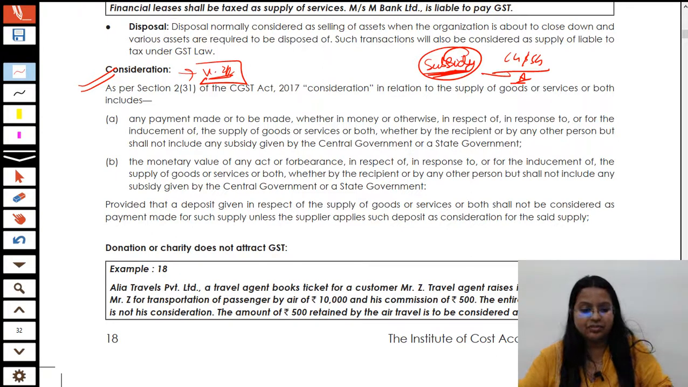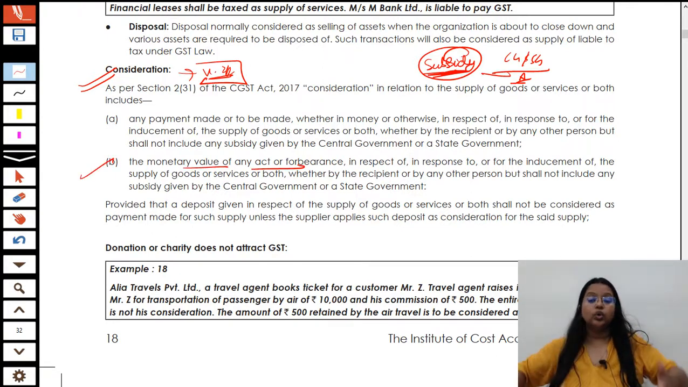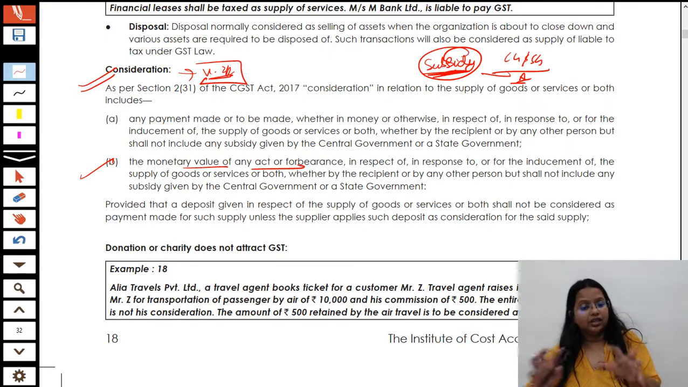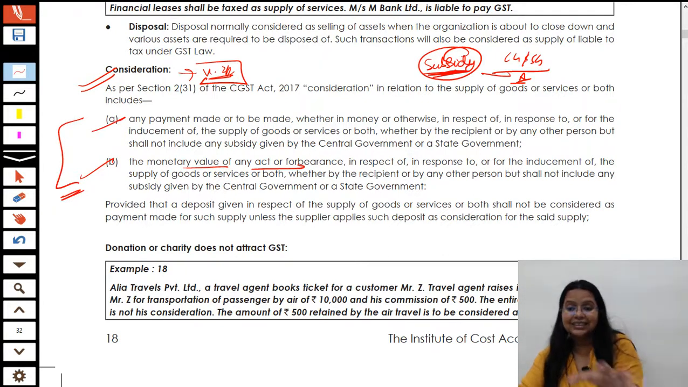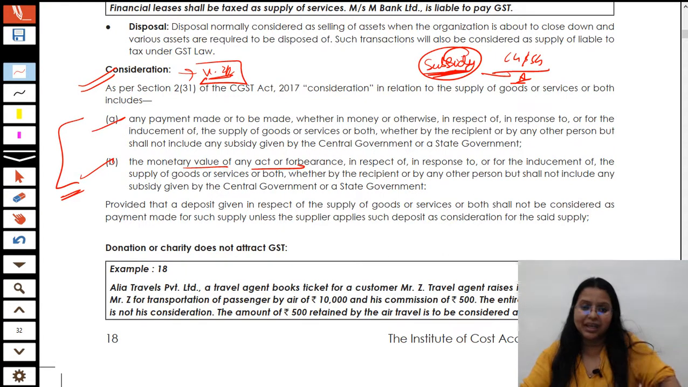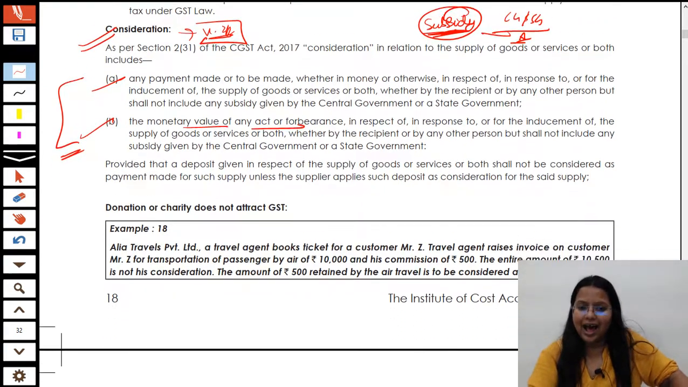Okay, next is, student, even if a person pays any kind of monetary value to do this act or to not do this act, even in that case this will be covered as consideration. I will definitely suggest you read these lines thoroughly also. I have explained this, but read this line thoroughly also. In case of any doubt, you can ask me freely.